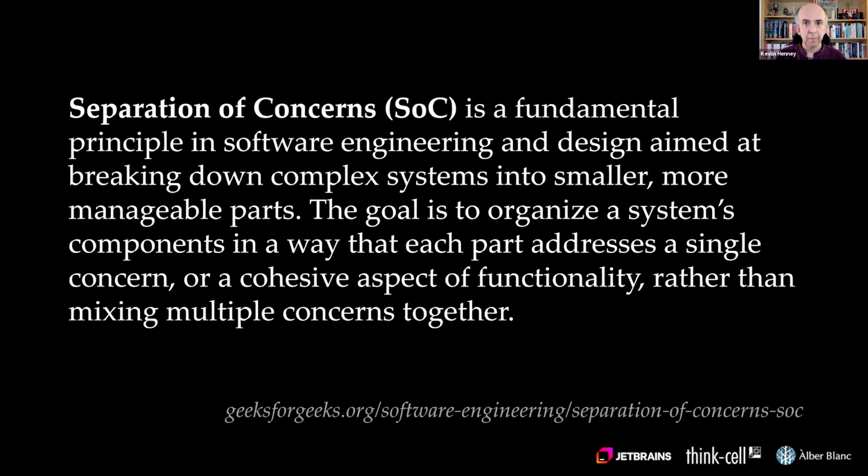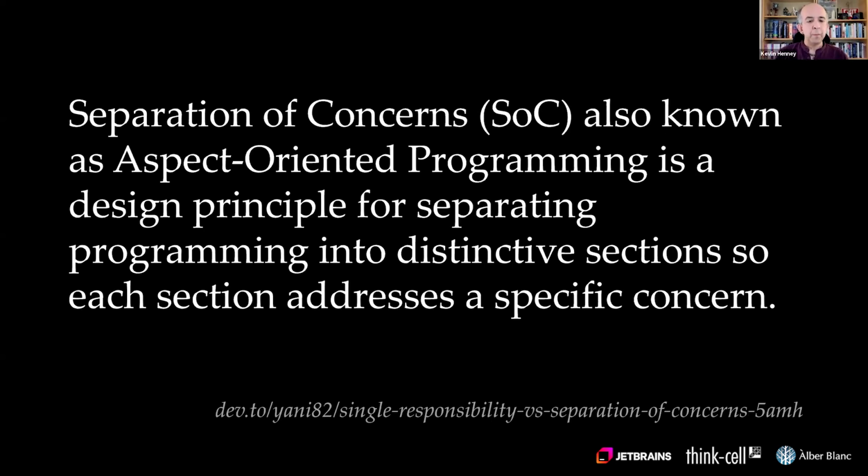That sounds good. Cohesion is bringing things together. The idea is that we don't want to bring everything all into one place. We need to separate things. That feels reasonable. And so this is very structural. The goal is to organize a system's components. Then we have this one, separation of concerns, also known as aspect-oriented programming. That won't surprise me. No, it isn't. They are related, but they are not synonyms. It is a design principle, that's the word we're after, for separating programming into distinctive sections so that each section addresses a specific concern. Okay, a structural aspect here.